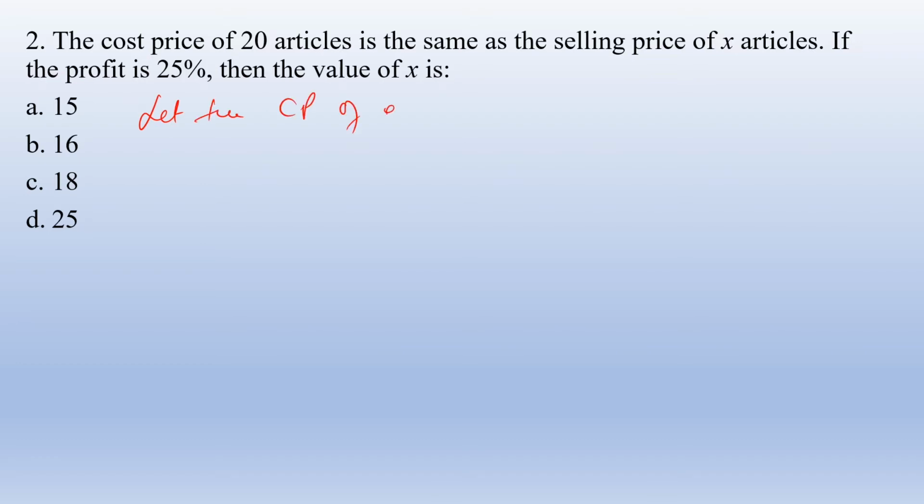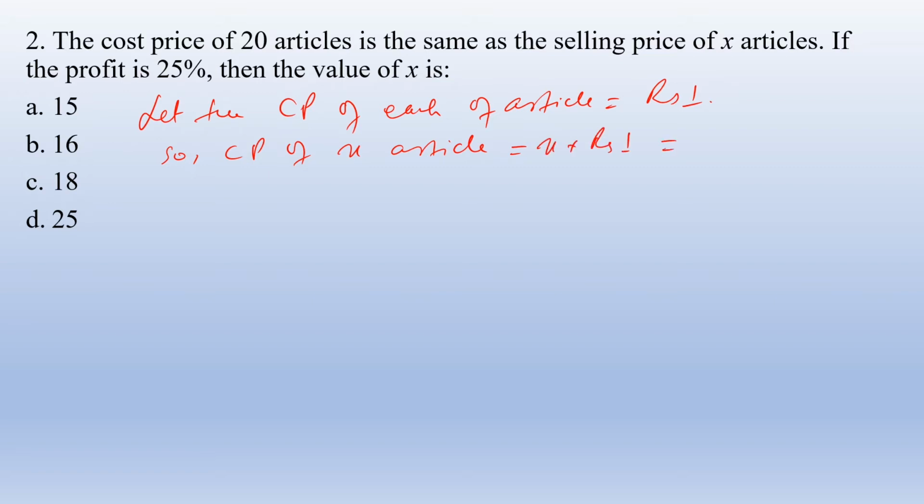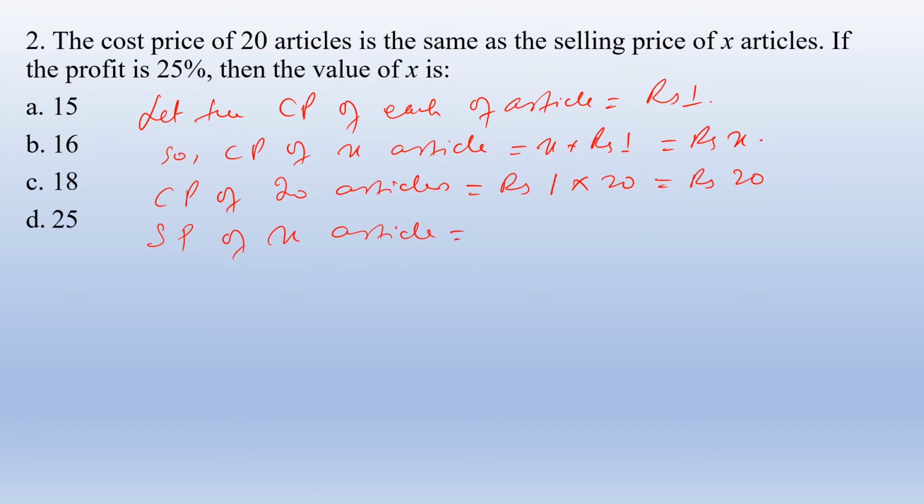So let the cost price of each article, or one article, be equal to rupee 1. So the cost price of X articles will be X multiplied by rupee 1, which is equal to rupees X, and the cost price of 20 articles is equal to rupee 1 multiplied by 20, which is rupees 20.